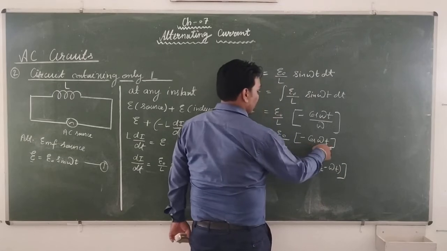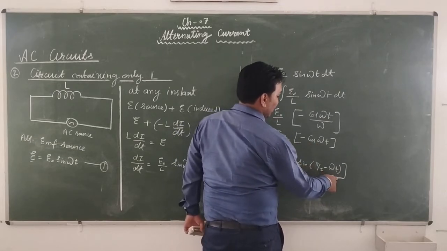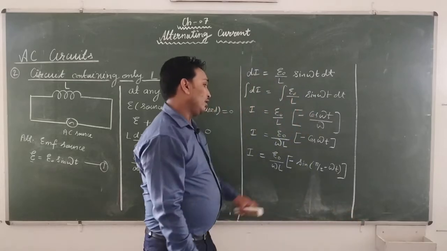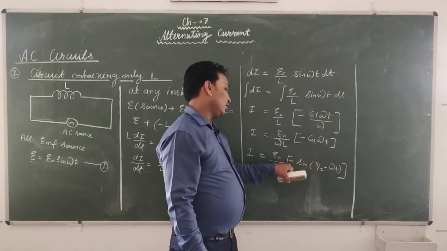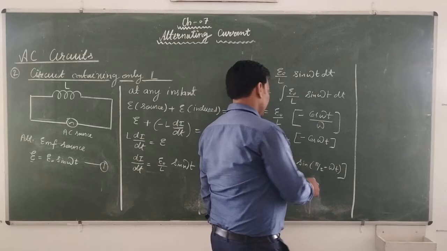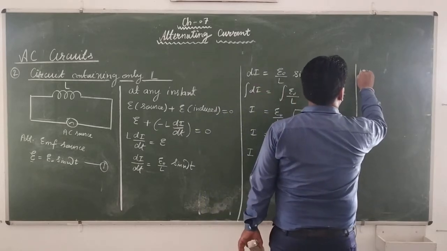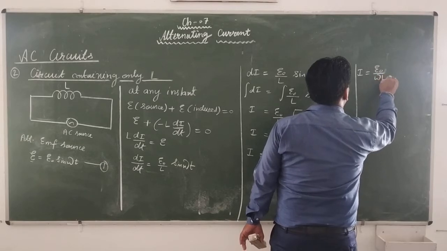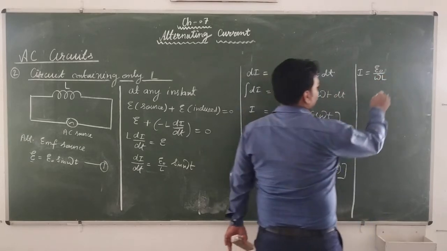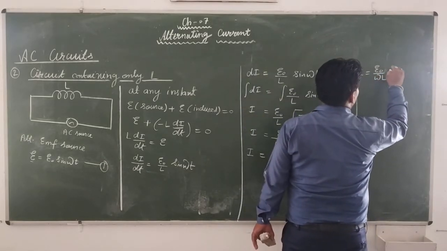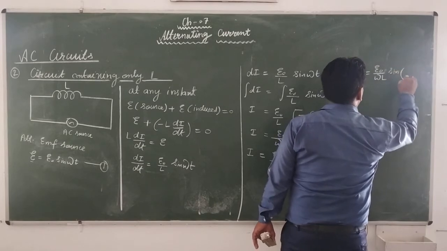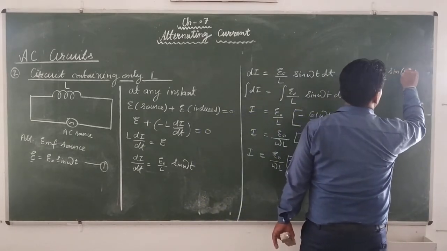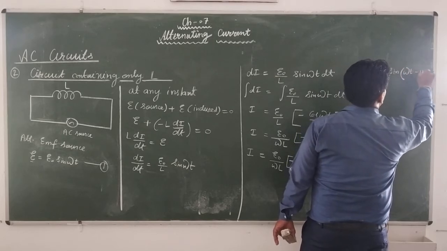For cos omega t we can write sin pi by 2 minus omega t, since sin 90 minus theta is equal to cos theta only. Now this minus sign will make sure it goes inside the function of sin. We are going to have I is equal to E naught upon omega L into sin in bracket. When this minus sign goes in the bracket, we have omega t minus pi by 2.